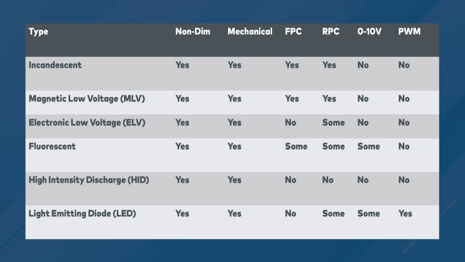This chart shows the different load types and their compatibility with the various forms of control that we have discussed. Note that each specific lamp and fixture may have different properties depending on its design, and proper review of the specifications is recommended before selecting a particular method of control.